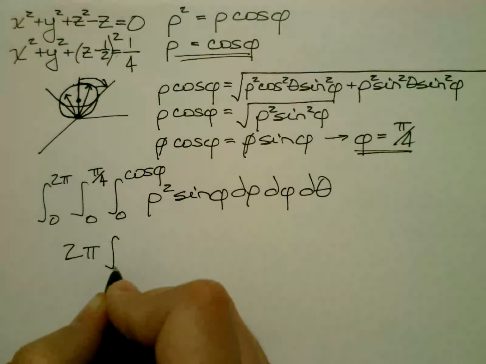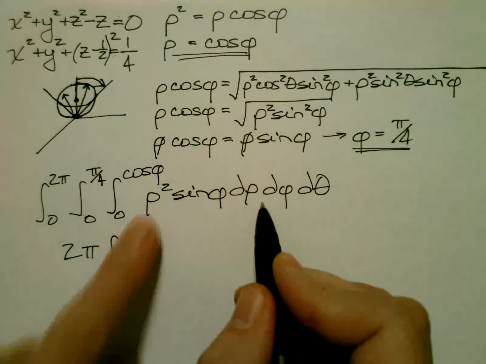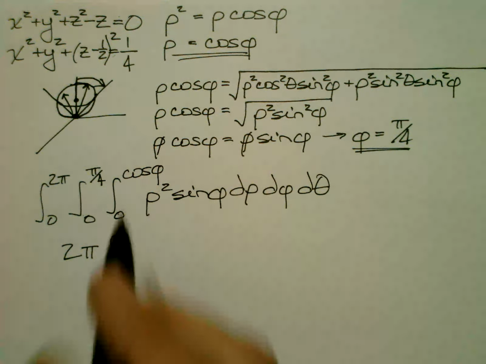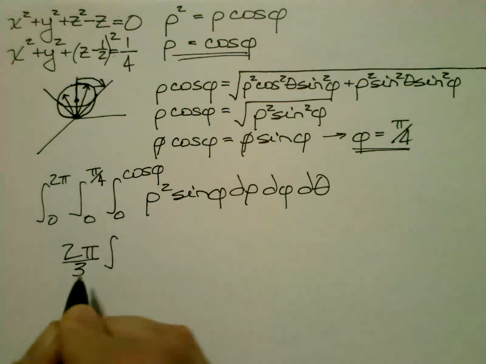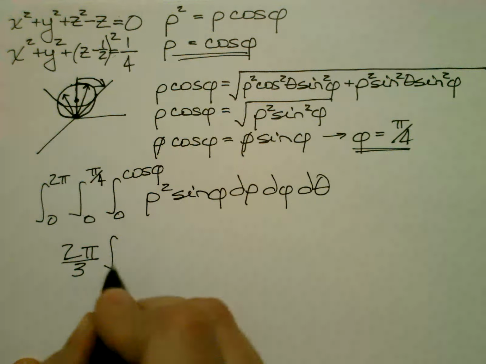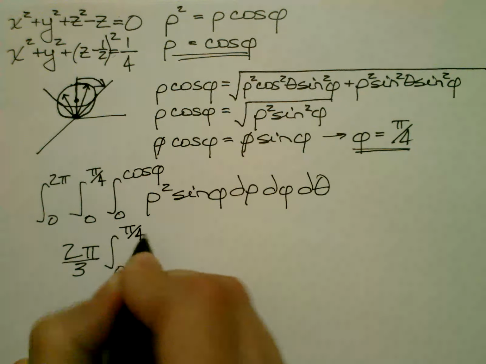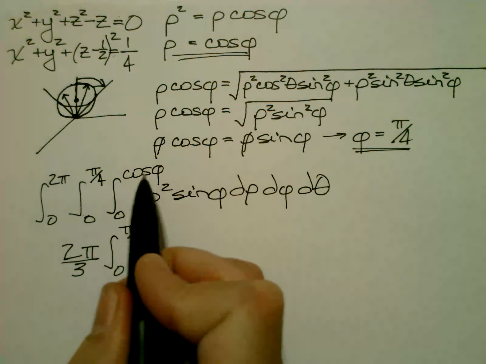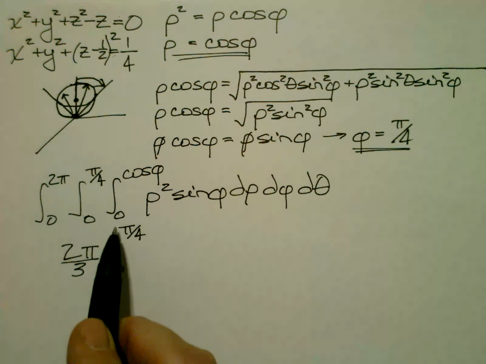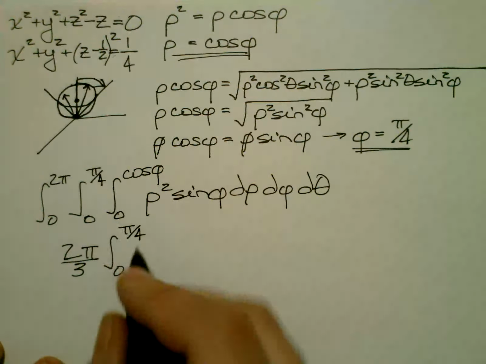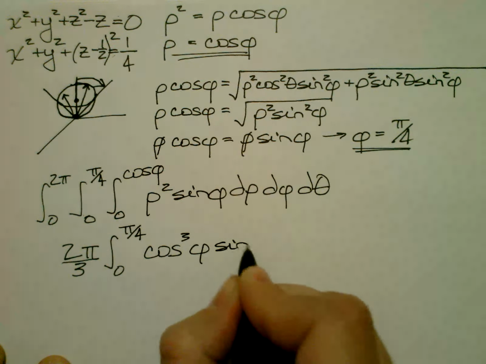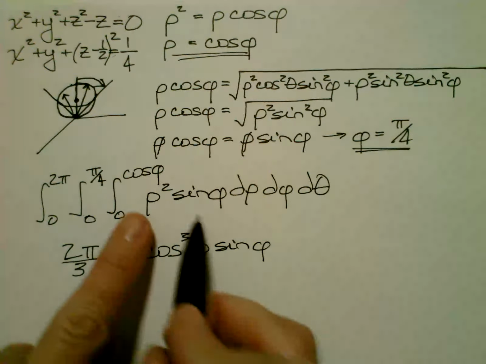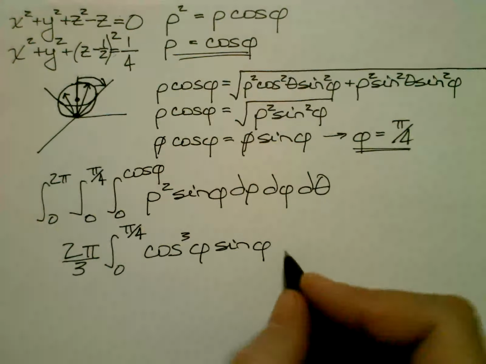Now, I'm going to integrate with respect to rho. Well, the integral of rho squared is rho cubed over 3. So I'm going to put my 1/3 out here. And rho cubed evaluated at cosine phi and 0, well, 0 cubed is 0, so that's not going to produce anything. I'll just have cosine cubed phi. Let's see, so we've taken care of rho, we've taken care of theta, that's d phi.